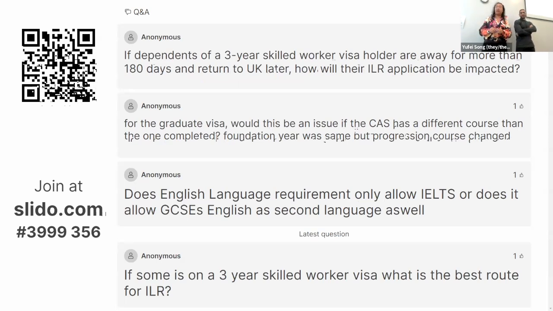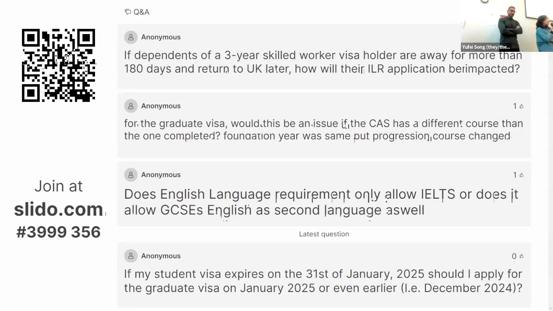The next one, let's take: dependents of a 3-year skilled worker visa holder are away for more than 180 days and then return to the UK. How will their permanent residence application be impacted? It's quite a specific one as well. Is that okay to answer? Yeah. So the dependent partner, when they settle, still has the continuous residence requirement. So they can't be overseas for 180 days in any 12 rolling months period. For dependent children, there is no requirement for absences from the UK.